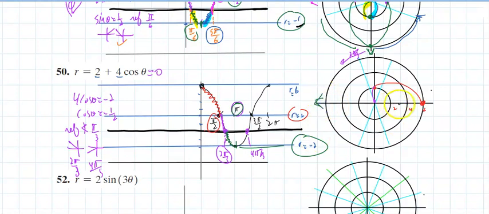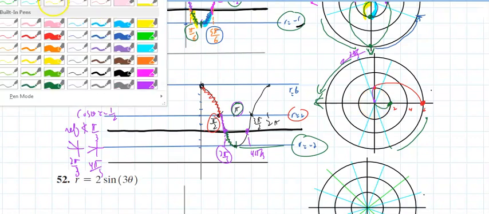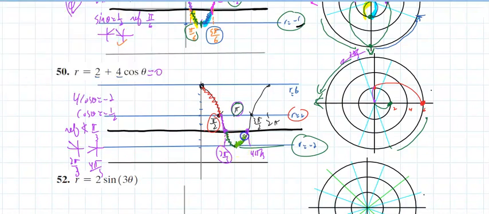There's pi, and there's negative 2, you guys. So between those, if r is positive, I'm in this quadrant. But if r is negative, I'm in this quadrant. And that's where the inner loop starts tracing. And then I notice that I go back.